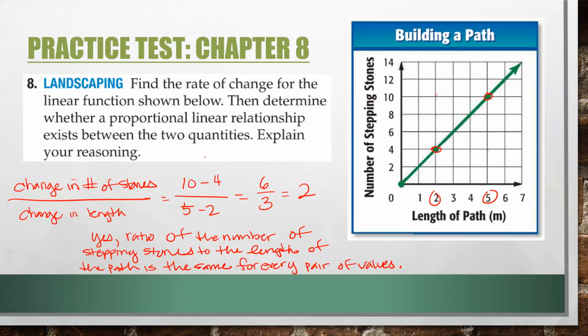So there is a proportional linear relationship that exists here, because for every meter, it goes up 2 stones, right? So at 1 meter, there's 2 stones. At 2 meters, there's 4 stones. 3 meters, there's 6 stones, etc. Okay, so that would be a proportional linear relationship. And you can also see from the graph, it is a line, so it's a linear relationship.